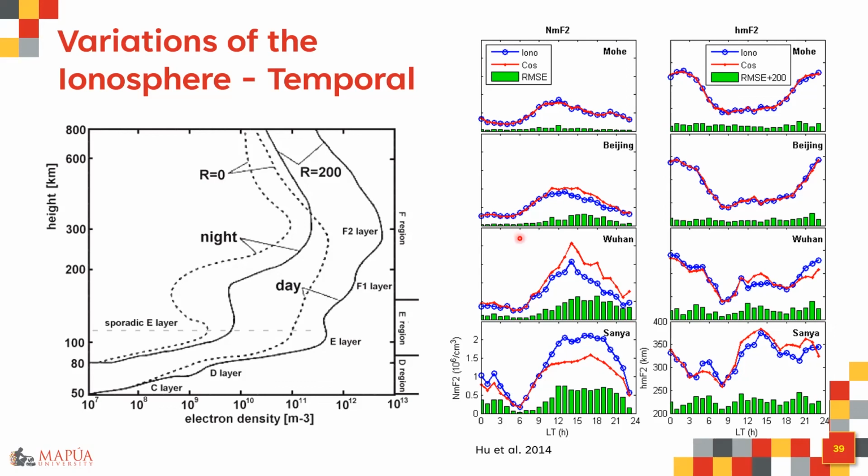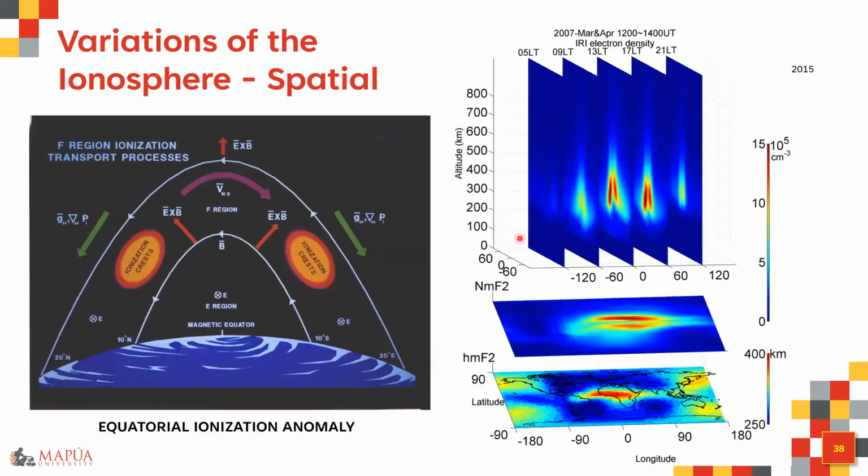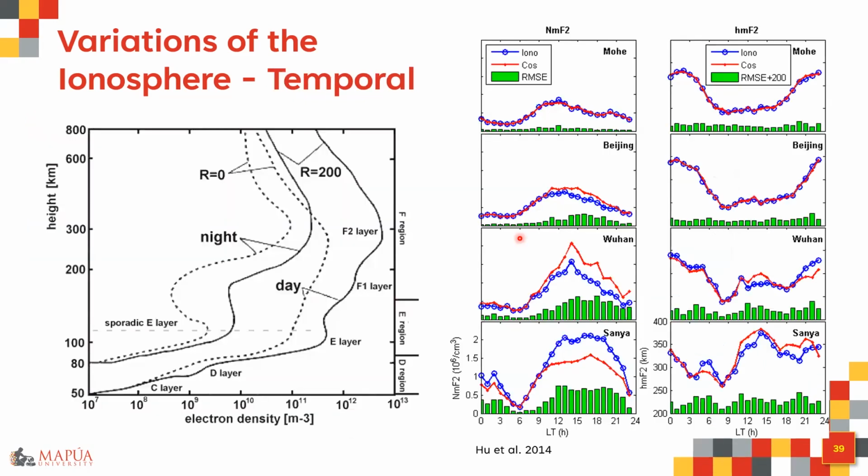From here, you can notice that during daytime, the ionization actually increases. And then during nighttime, this is midnight, this is 6 a.m. local time, the ionization is very low. So there's a diurnal variation in the NmF2 and even in the hmF2. But surprisingly, the hmF2 decreases: the ionosphere is lower during daytime and it is high during nighttime.